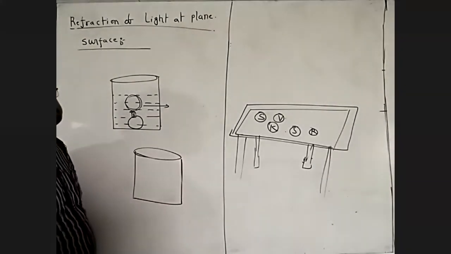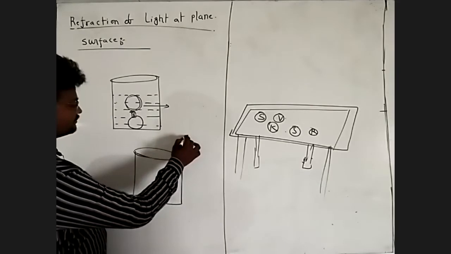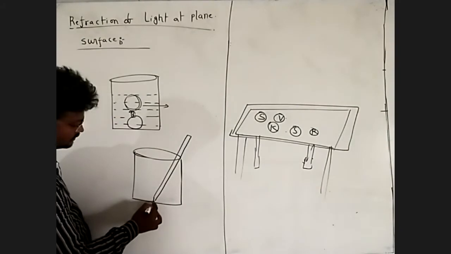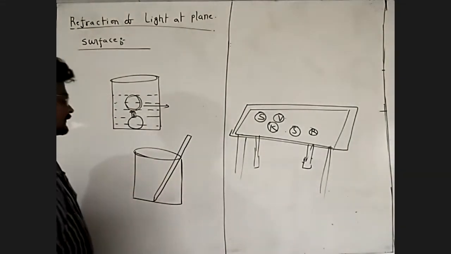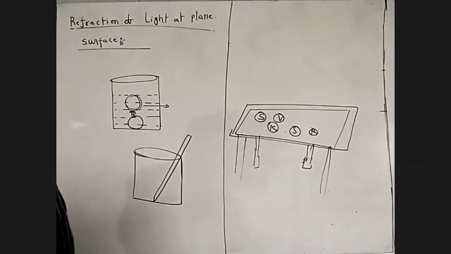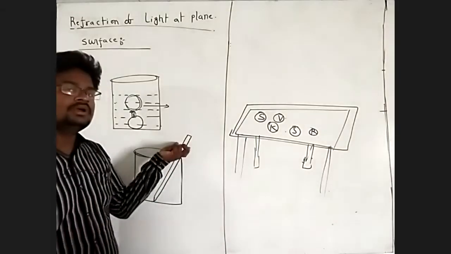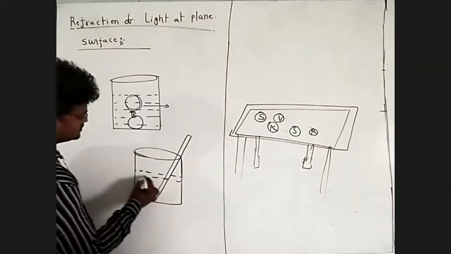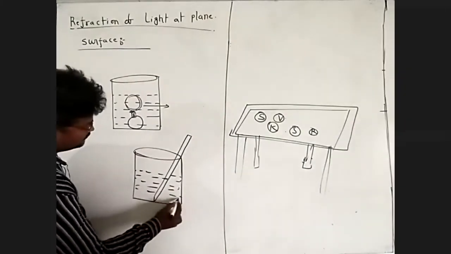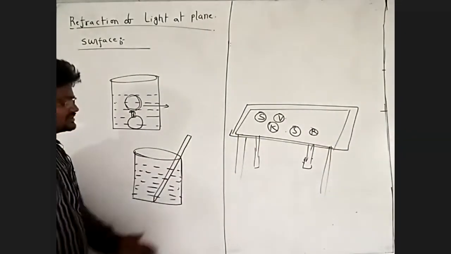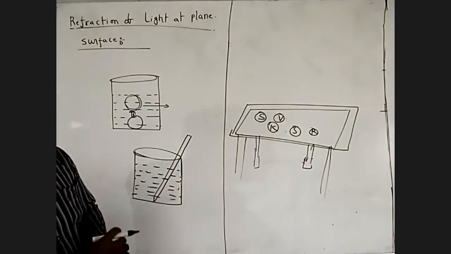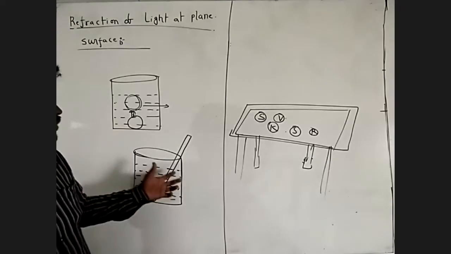Now you will see, this is a glass. I'm taking a pen. The pen is kept in a glass. This glass is filled with water. So when we look from the side of this view, the pen is bending. The pen appears bent. So what is the reason?